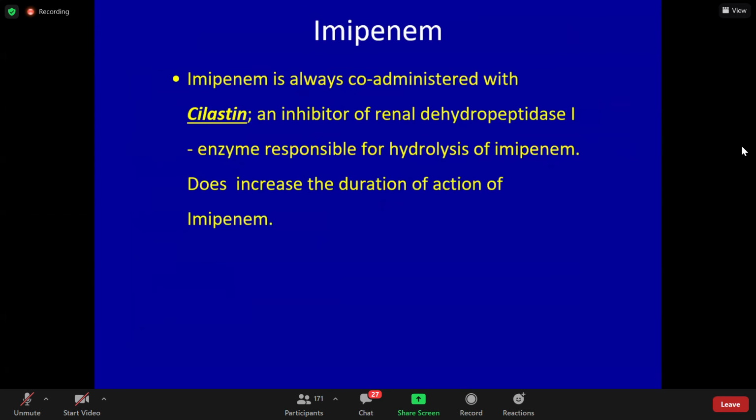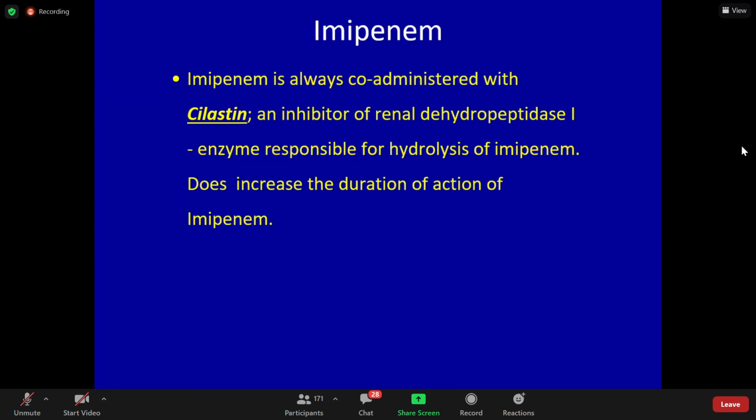If you give imipenem alone, it is ultra short acting. As soon as the drug is given in the body, it is immediately destroyed by an enzyme present in the kidney, known as dihydropeptidase 1 enzyme. As soon as the drug passes through the kidney, it is hydrolyzed, so the drug has an extremely short half-life. You would have to give the drug 10 times a day, 8 times a day, which is impossible. Giving intravenous drug 8, 10 times a day.